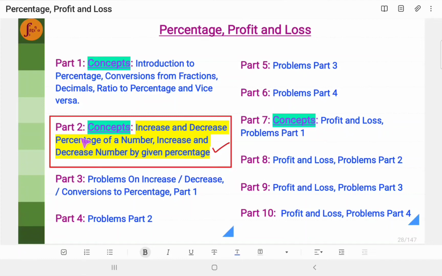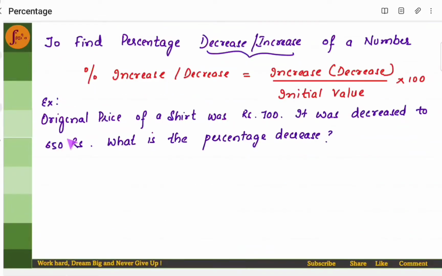Hi everyone, in this video we'll go through a concept on how to find the increase percentage and decrease percentage of a number and vice versa. Let's take an example here.